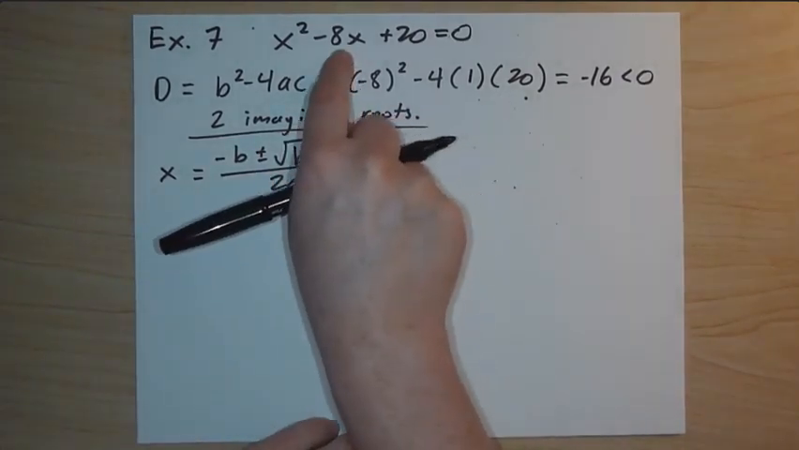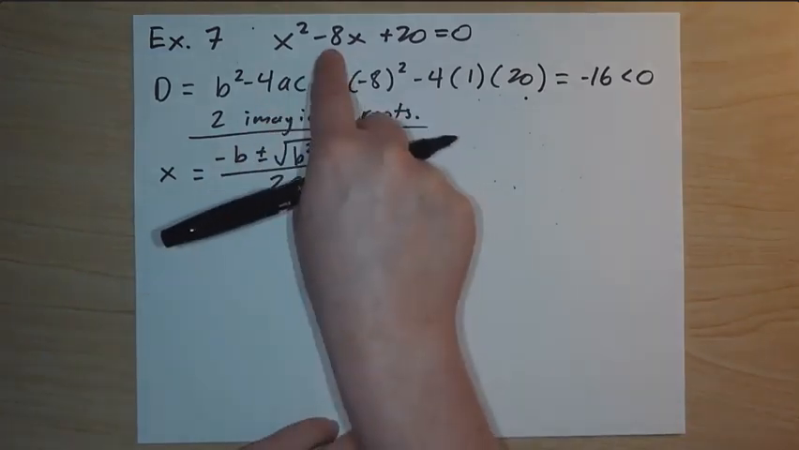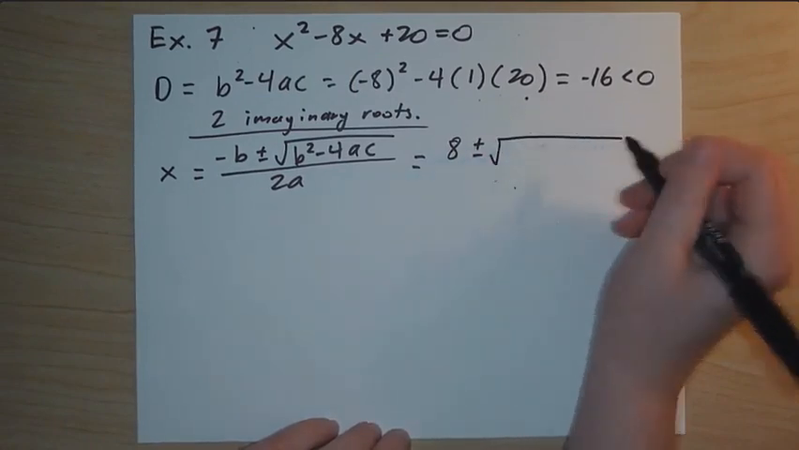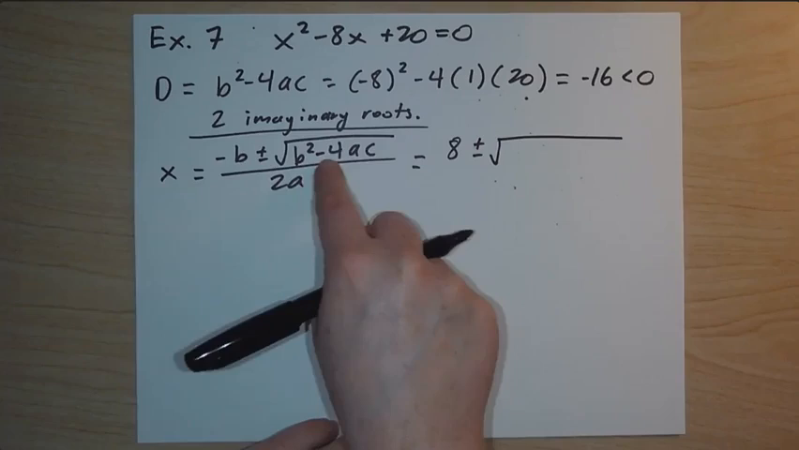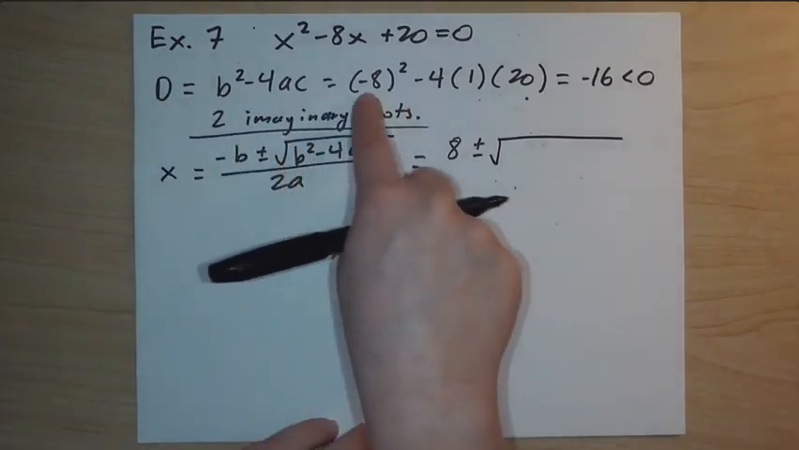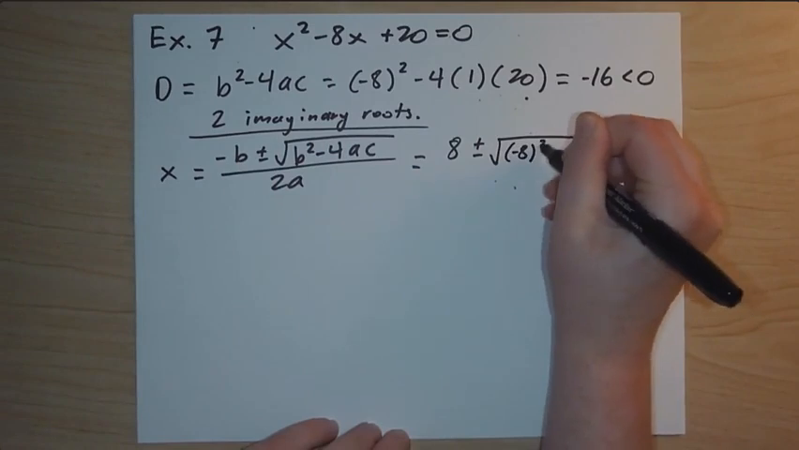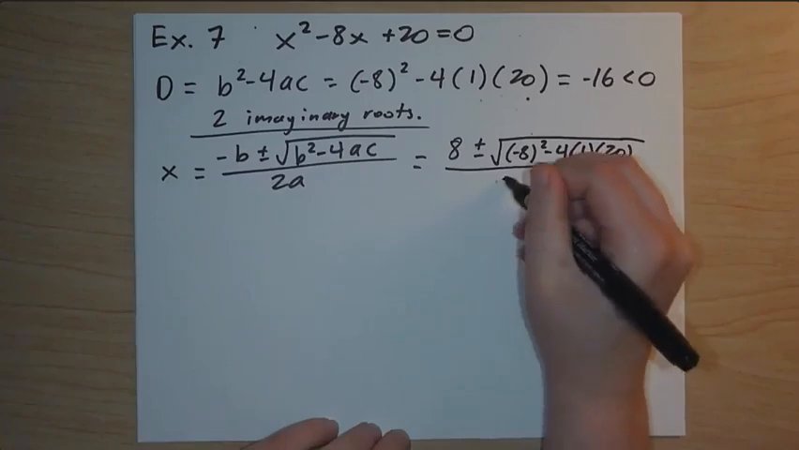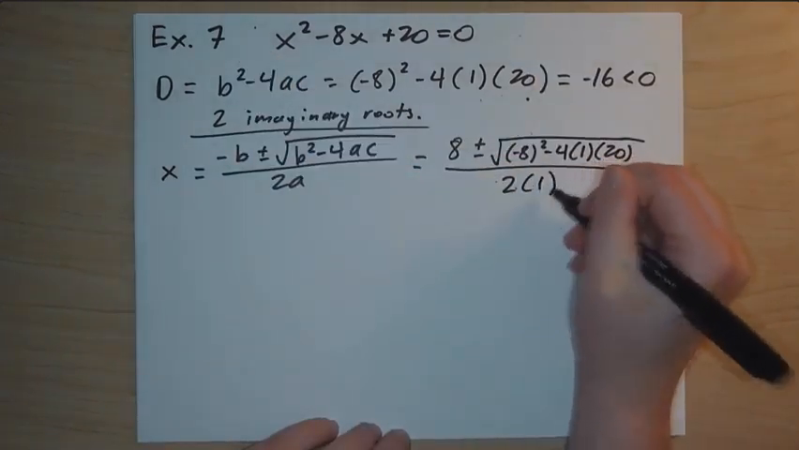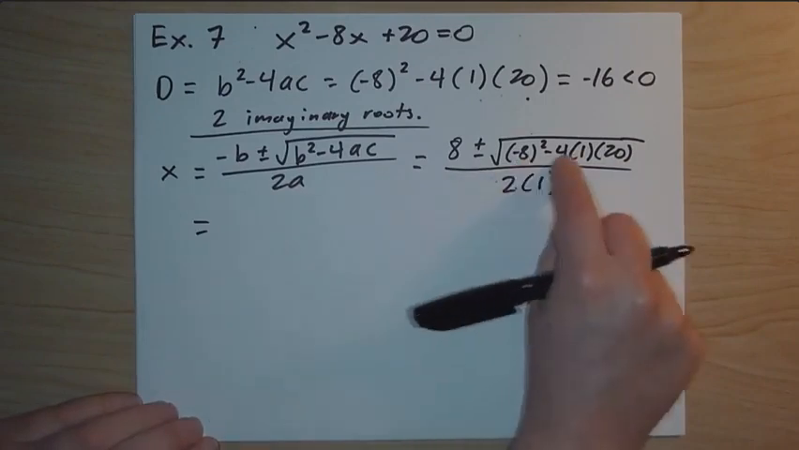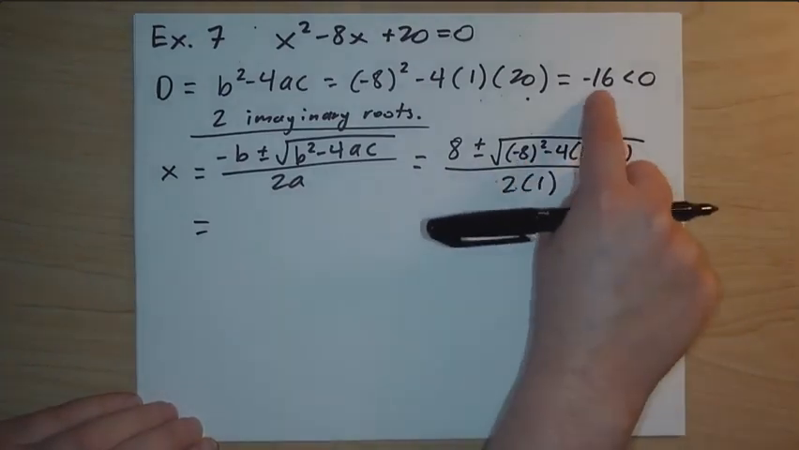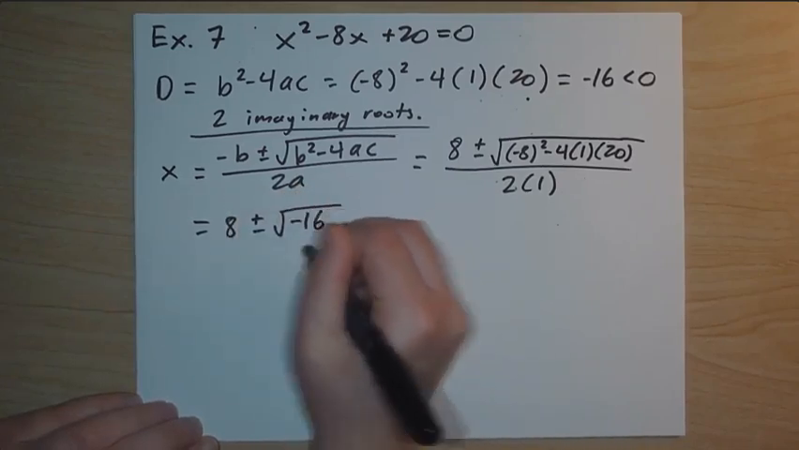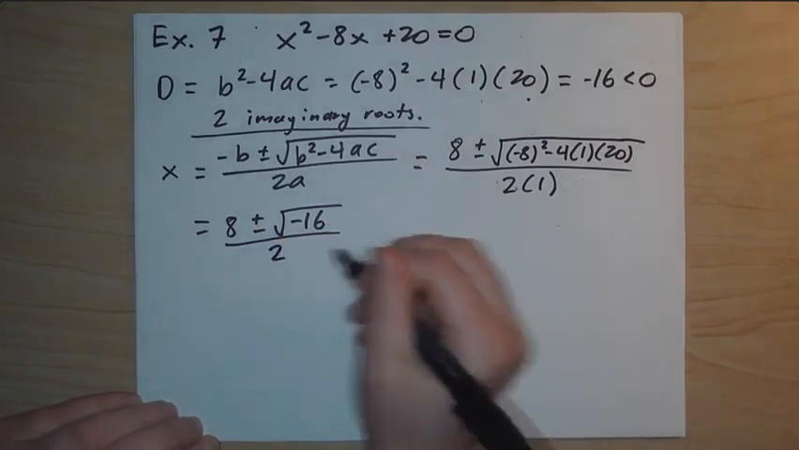So our b is -8. Having a negative of a -8 is going to give us +8 plus minus the square root of essentially b squared minus 4ac, which is our discriminant up here. So it's the same thing as -8 squared minus 4 times 1 times 20 divided by 2 times a, which is 1. So we know that this is just what our discriminant is inside the square root, which is -16. So I'm going to substitute that in there. -16 divided by 2 times 1 is just 2.